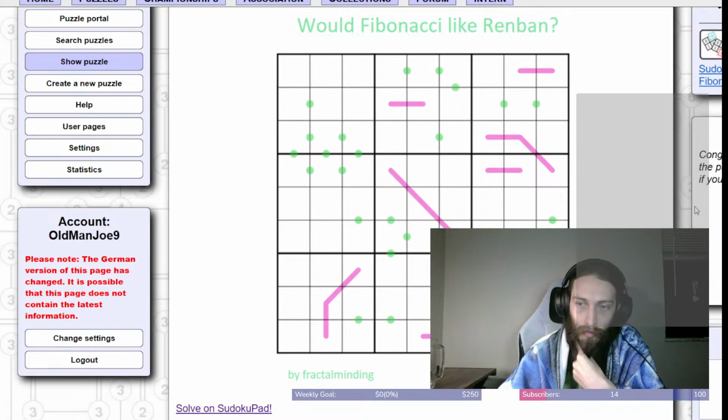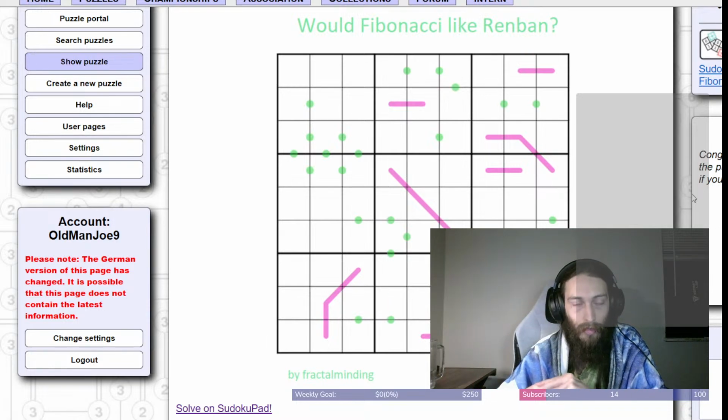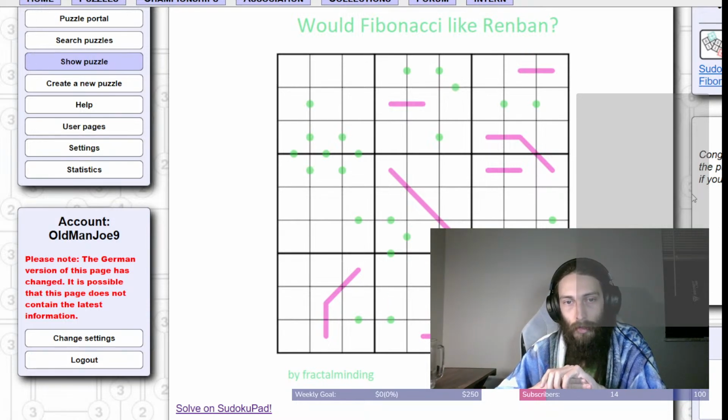yeah, I think I'm going to go with easy on this one, because, while I think the Fibonacci dots were essentially given, the Renban was a little bit more that you had to think through.